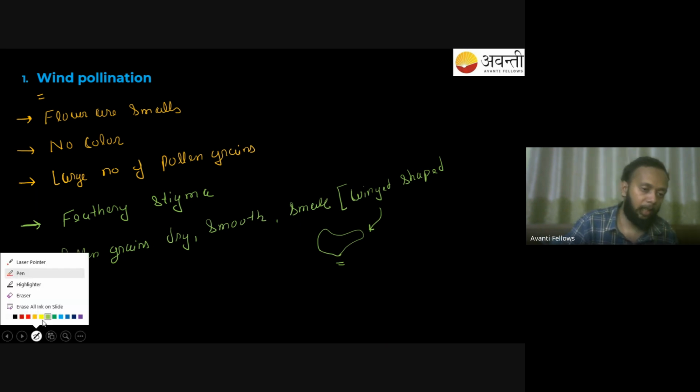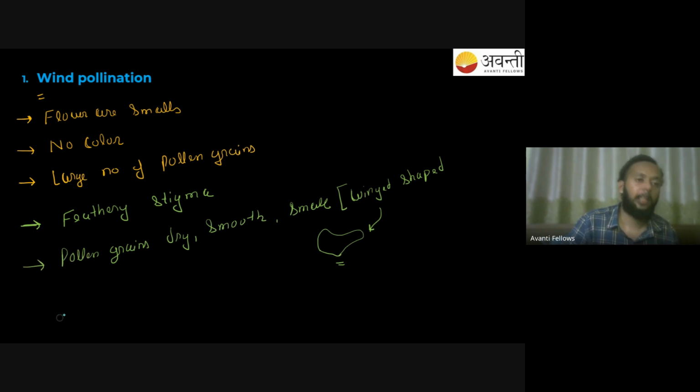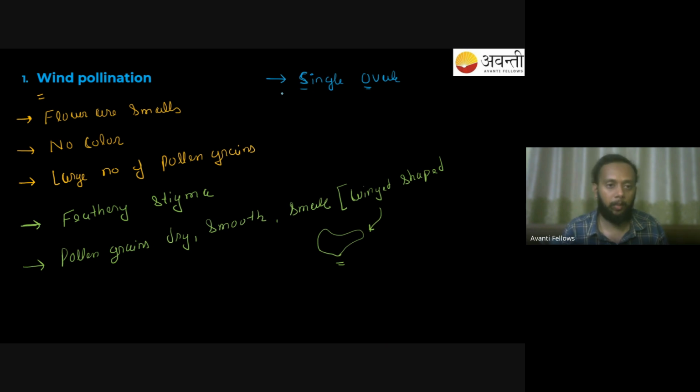That is one thing. One more thing you have to know here is that flowers which depend on wind are known to have a single ovule. They are known to have a presence of a single ovule in the ovary. So single ovule is seen in the ovary in the flowers which depend on the wind for the pollination, right?